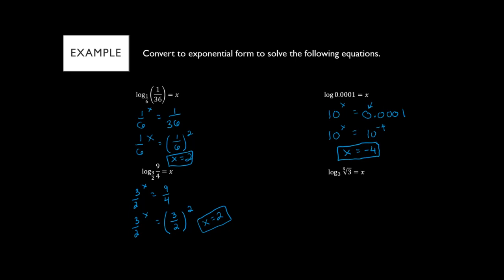And then last one here, we have log base 3. So 3 is the base. So that's going to be 3 to the x equals 5th root of 3. Now, the 5th root we can rewrite as an exponent. For radicals, it's always 1 over whatever that index is. So this is 3 to the x equals 3 to the 1/5. And so this tells us that x is equal to 1/5. Are there any questions on these four?